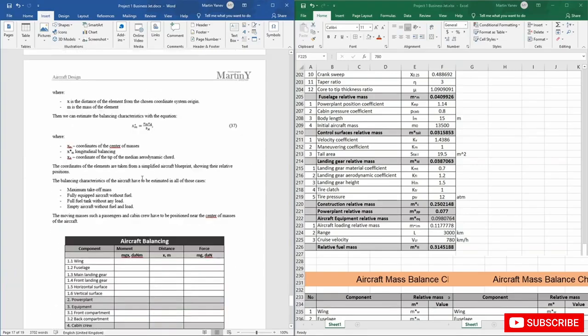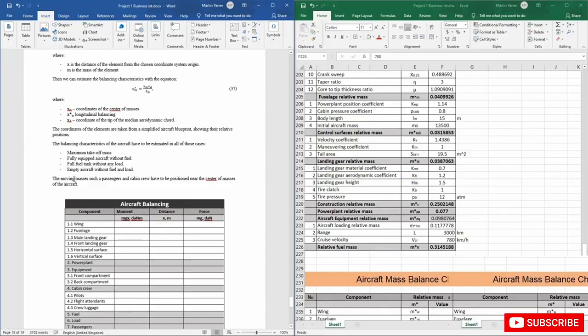And before starting, I just want to mention that we're going to estimate the balancing characteristics for the four major cases that the aircraft is going to be experiencing in the real world. So the first case is going to be the maximum takeoff mass. Then we're going to have the fully equipped aircraft without fuel. Then the full fuel tank without any load, and finally an empty aircraft. And we're going to estimate each case because we want the balancing characteristics to be applied to each case and to be sure that our aircraft is balanced in all these scenarios.